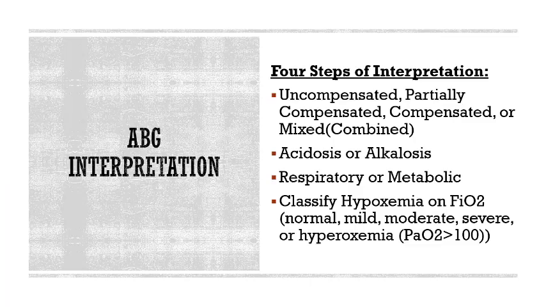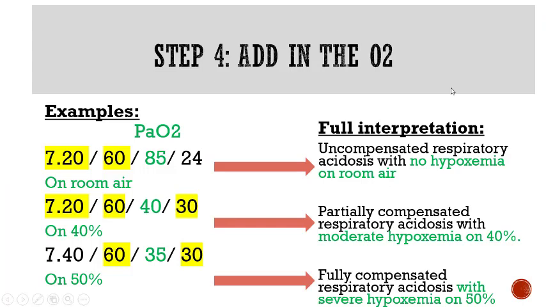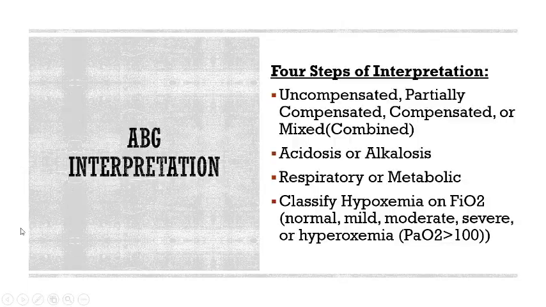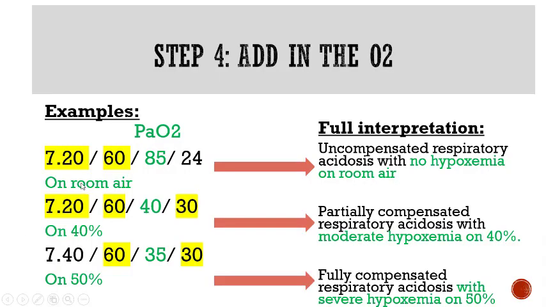So when you add in the O2, because we've been up until this point disregarding it, this is how it goes. If you're looking at that first blood gas, 7.20, 60, 85, 24, this is an example of an uncompensated respiratory acidosis with no hypoxemia on room air.